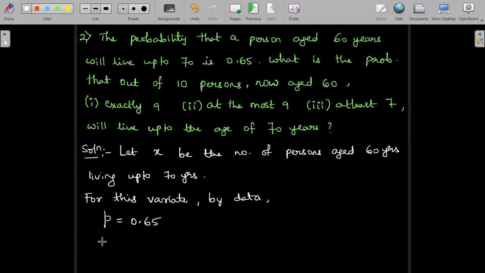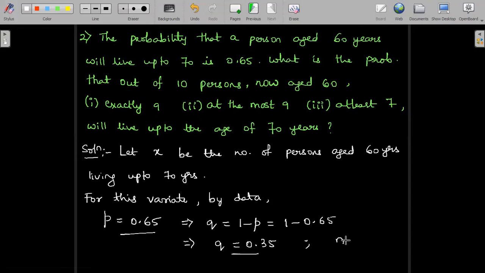So from the data, the probability of success is given. If we know 0.65, then we can easily find Q, no? Q will be 1 minus P, so 1 minus 0.65. So Q is equal to 0.35. Now I know P, now I know Q. And from the data we can write N. N is given as 10. We are considering a sample of 10 persons.